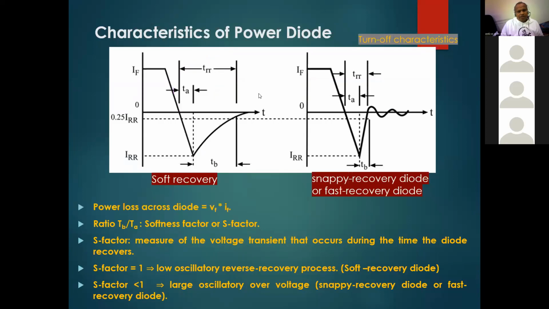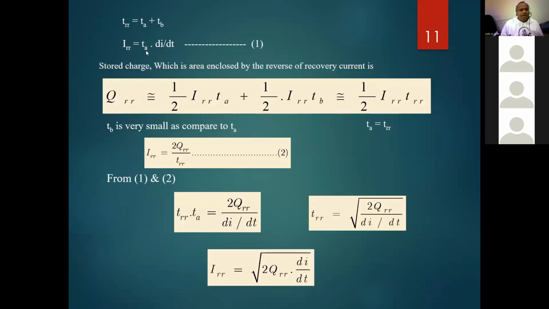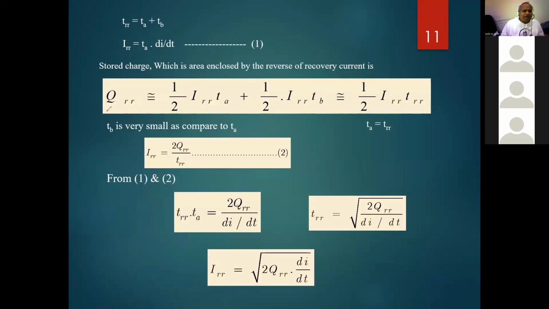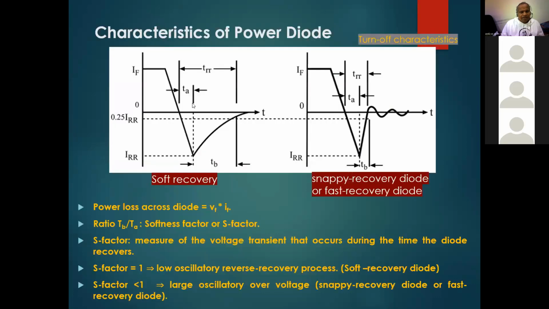And this TA is TRR into di/dt. So you know that this is I, and the slope times TA gives the current. So when you see here, the QRR is exactly like a triangle, half of base times height.